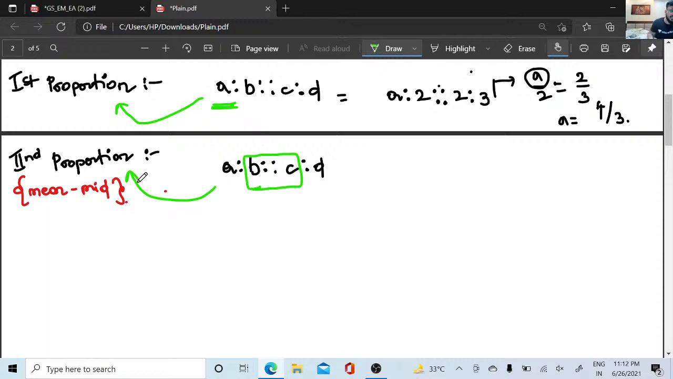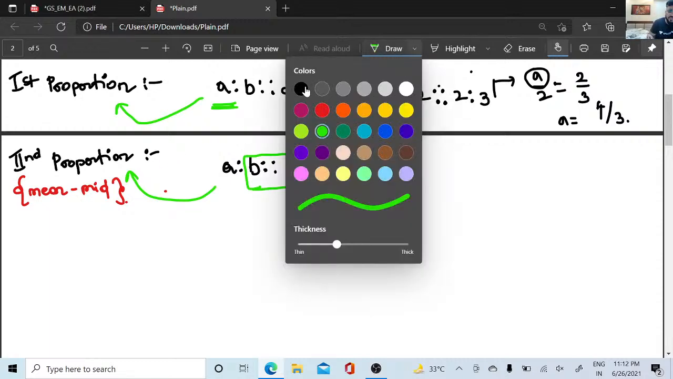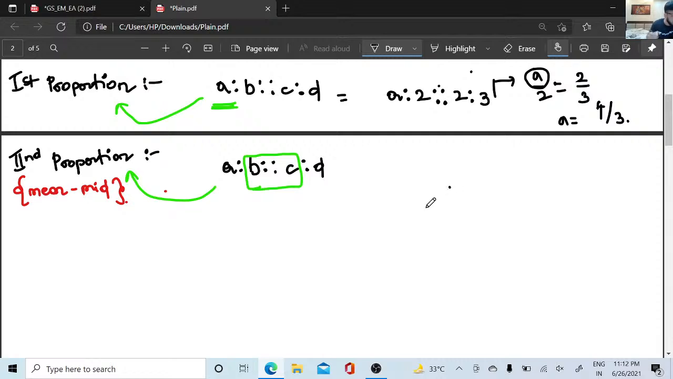Right? Second proportion, or the mid or mean proportion. So if you want to solve a question over here, B and C together, we will write it as the mid proportion X.